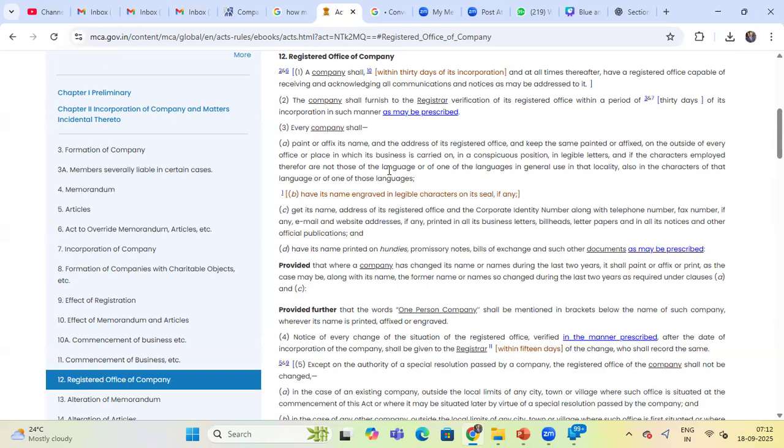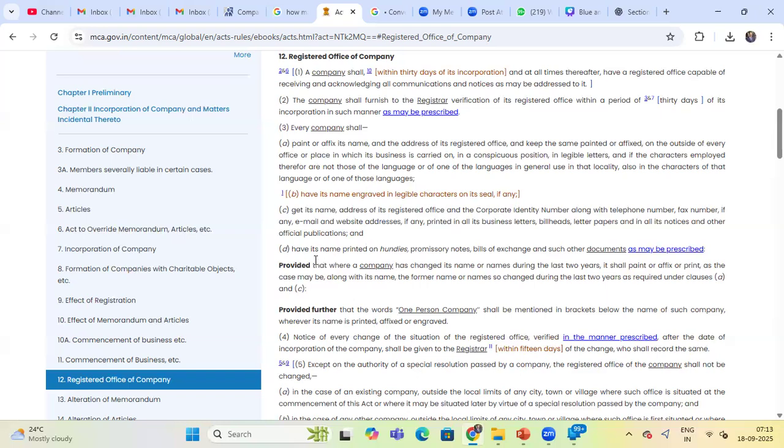And clause (b): have its name engraved in legible characters on its seal, if any. And (c): get its name, address of registered office, and corporate identity number, that is CIN number, along with the telephone number, fax number if any, email and website address if any, printed in all its business letters, billheads, letter papers, and in all its notices and other official publications.